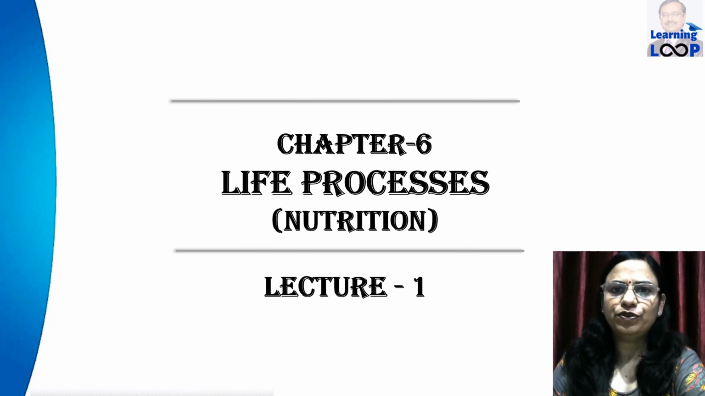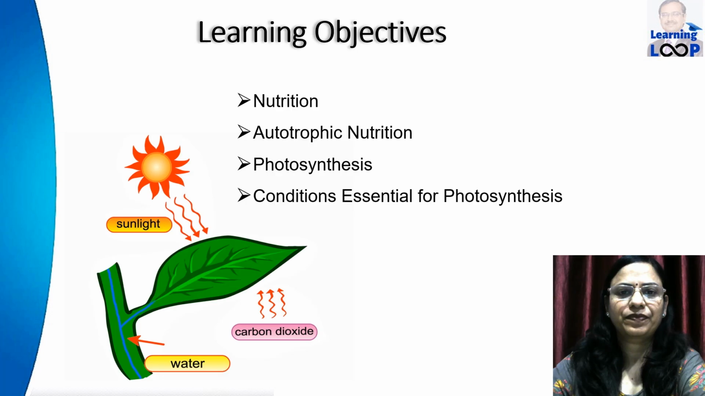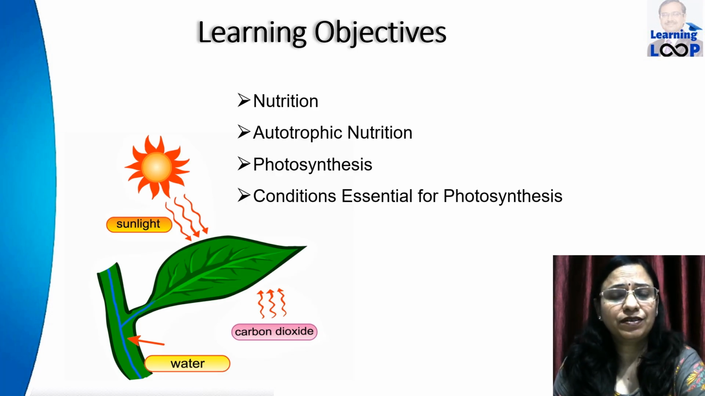In the first video on life processes, we'll be talking about nutrition. We'll be talking about what is meant by nutrition, what are nutrients. We'll be talking about autotrophic mode of nutrition, which happens in plants. We'll be talking in detail about photosynthesis, what is the actual mechanism of photosynthesis. We'll also be discussing the conditions that are essential for photosynthesis to take place.